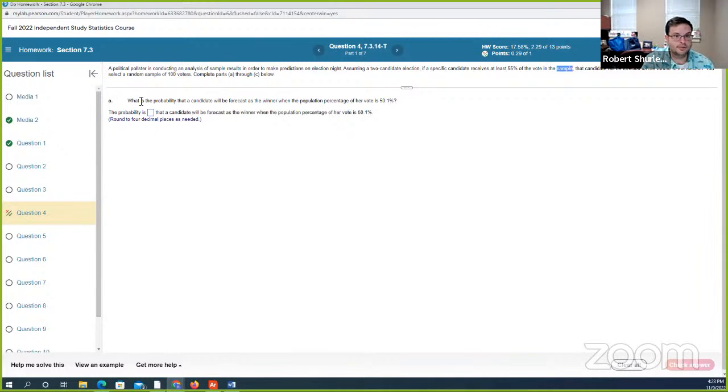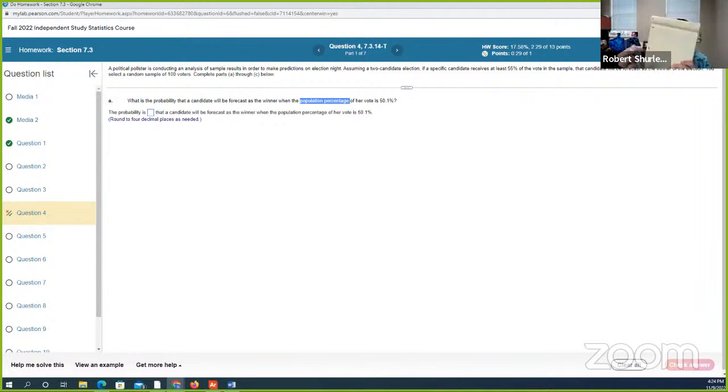I'm going to do part A. So what is the probability that a candidate will be forecast as the winner when the population percentage is... Now, your book likes using the letter pi for population, which is horrible, but let's roll with it. So I'm writing down pi as 0.501. And so then it says the probability is blank that a candidate will be forecast as a winner when the population percentage of her vote is 50.1.